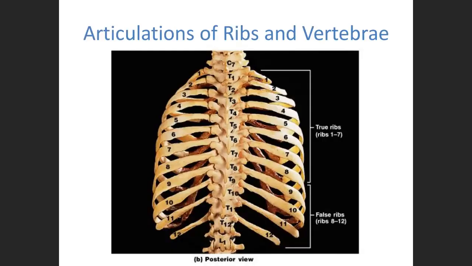So you can see here on our posterior view, here's ribs 11 and 12. They just float out there. But 8, 9, and 10, their costal cartilage is going to articulate with rib 7's costal cartilage. All right, let's just label the ribs and we'll be done.